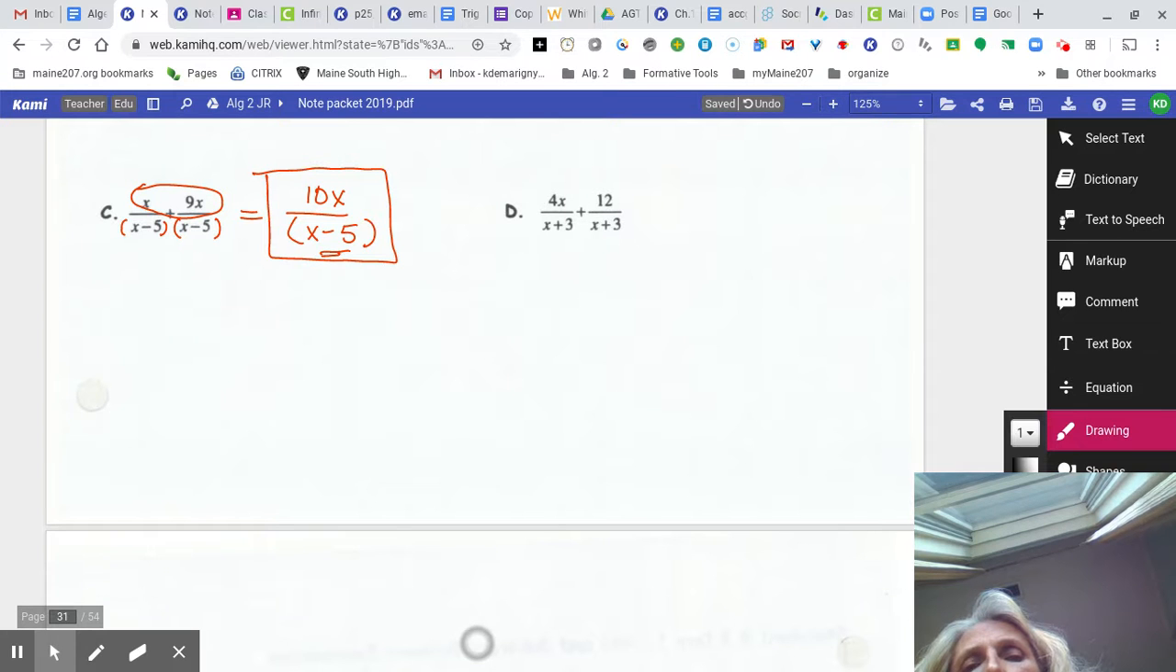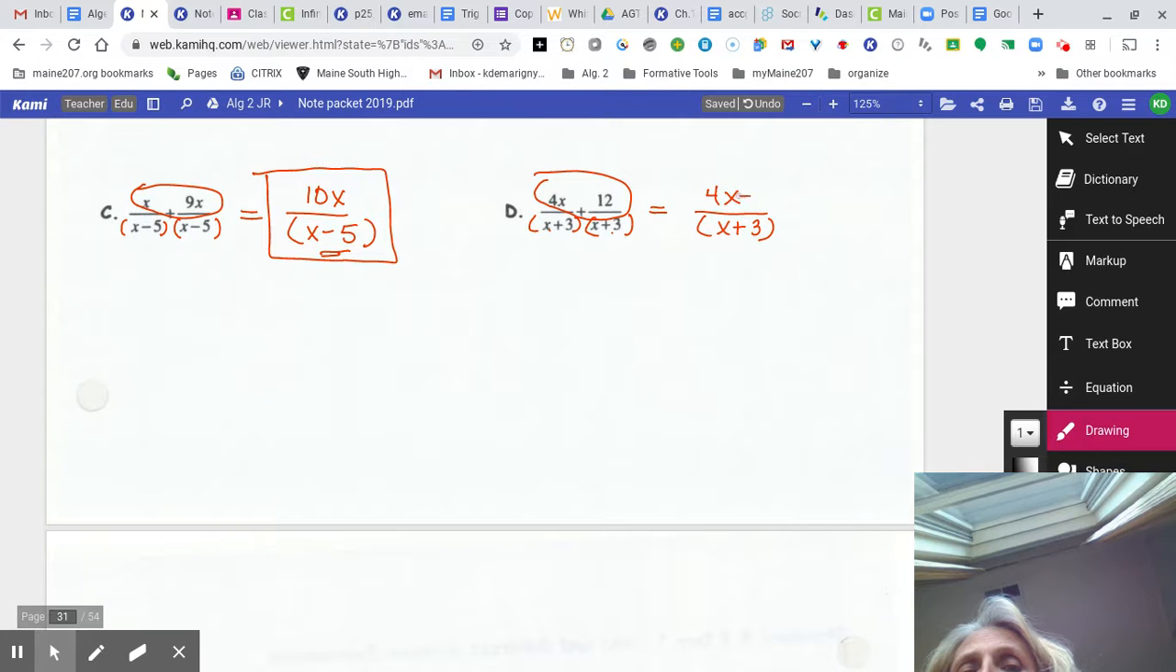Letter D. First thing I'm going to do is group those bottom denominators, or anything that is a polynomial, together as a family. If I can factor it, I will, but I don't have any factors here. In fact, my denominator is already the same, x plus 3 and x plus 3. So my common denominator is x plus 3. I don't have to change anything. And I'm just going to add up a 4x plus a 12.